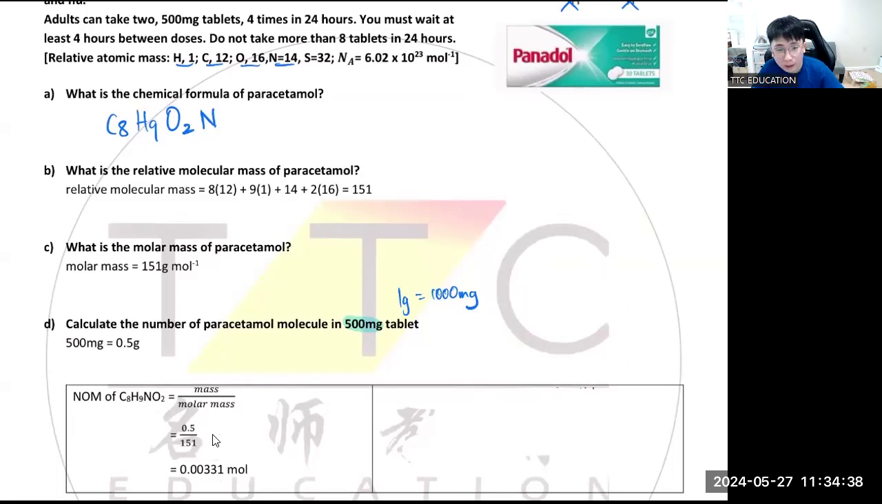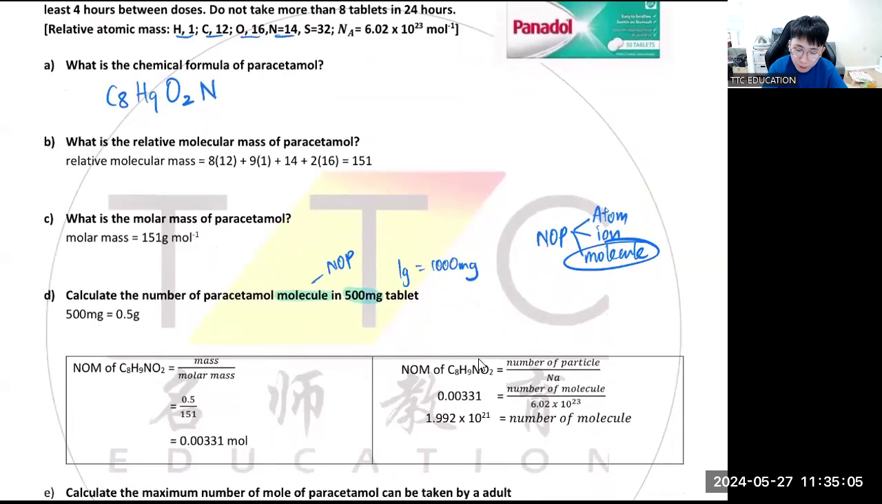But what they finally want is the number of molecule. Guys, molecule belongs to which formula? Molecule actually belongs to the number of particles. Why? Because particles will contain atom, ion, and molecule. So if they ask you to look for number of molecule, you're looking for number of particles. So what you do, use number of mole equals number of particles over Avogadro constant. You can see this is the formula where we say number of mole equals NOP over NA.